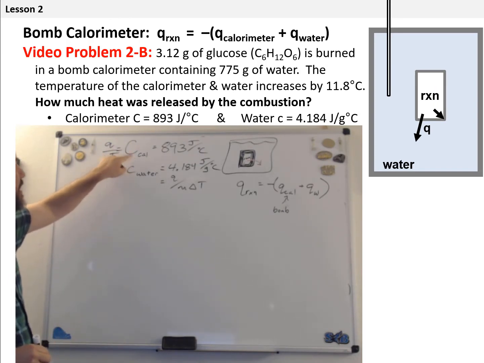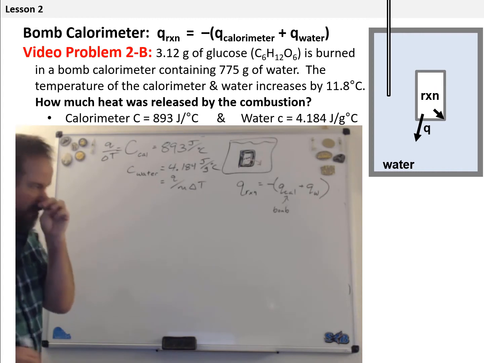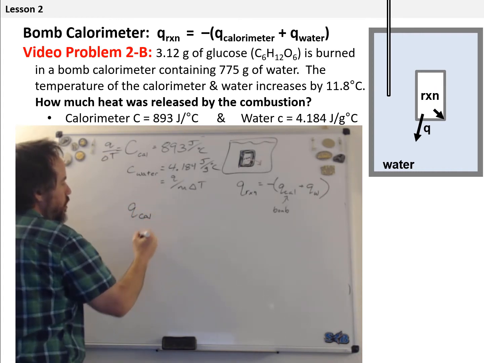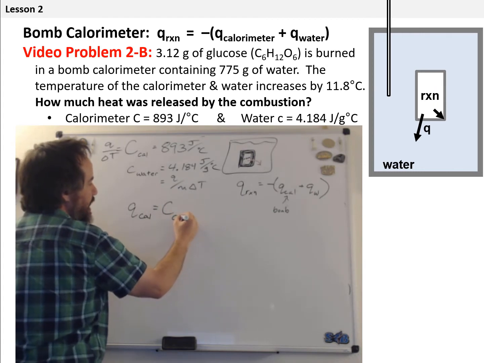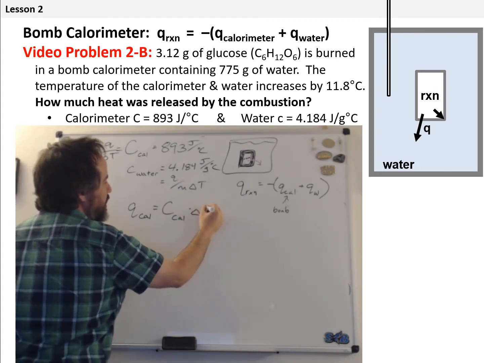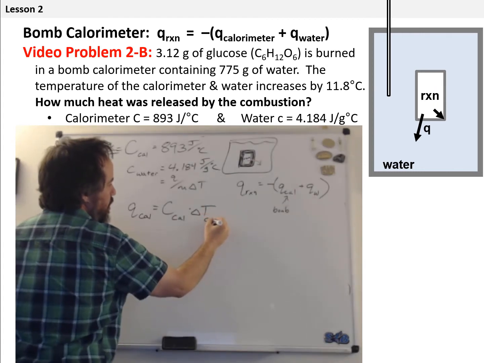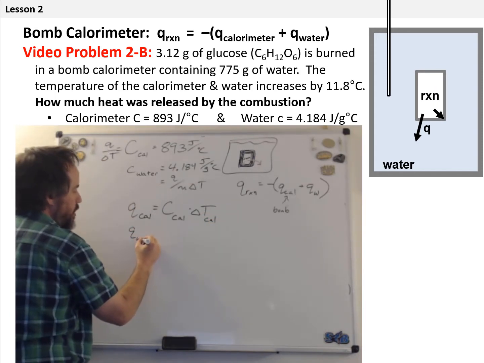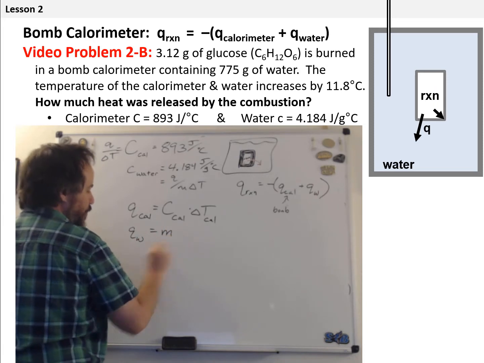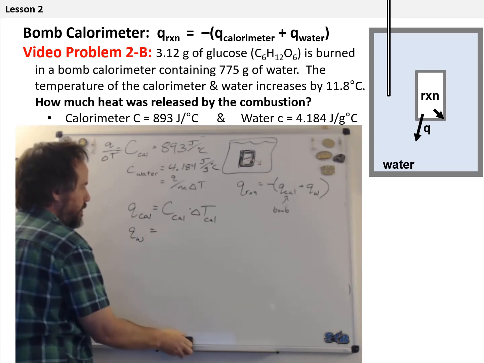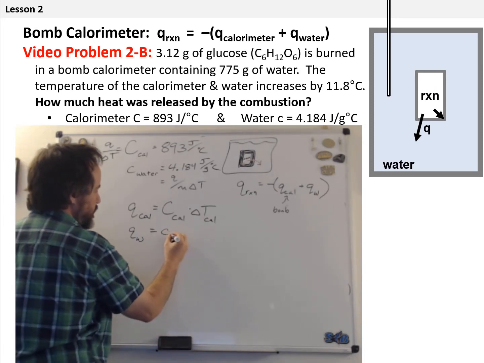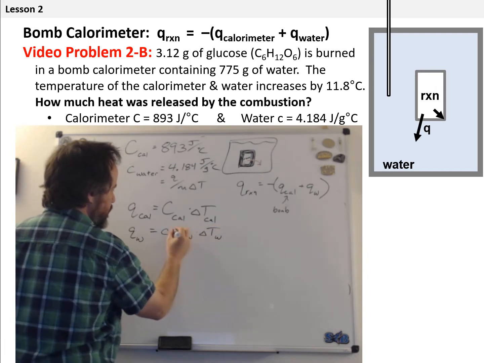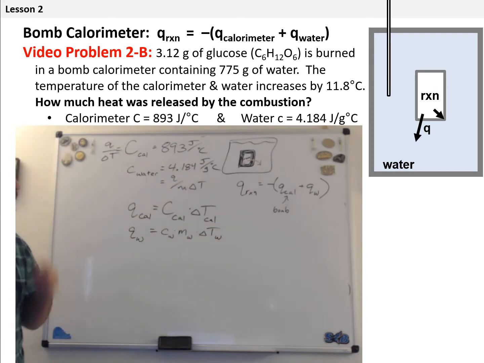remember, this big C is Q over delta T. So if I want to figure out Q for the cal, it's going to be C cal times delta T. Whereas for the water, we're going to have an extra term in there. Okay, now I can plug those both in.